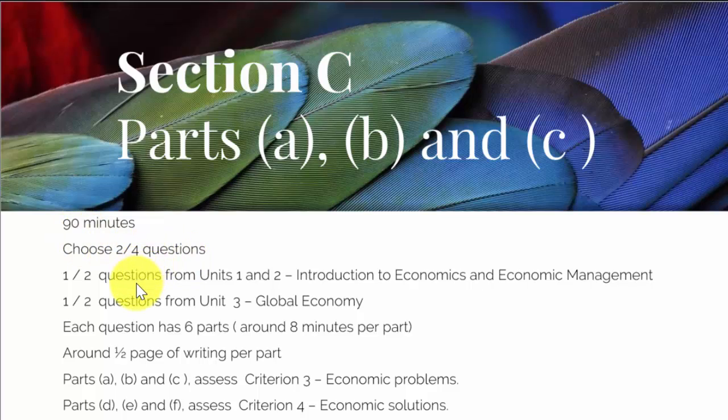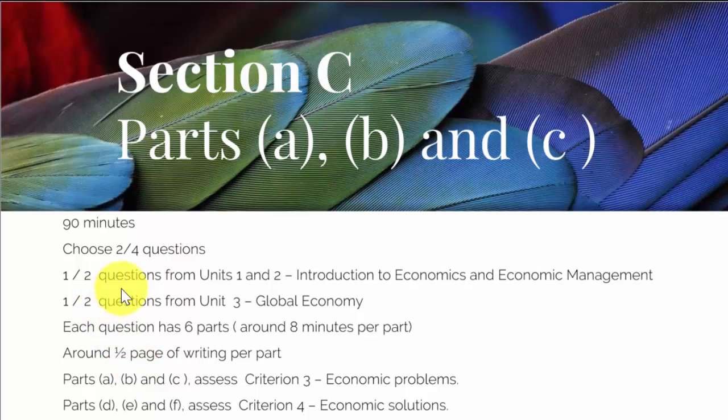Each question has been divided up into criterion 3 and criterion 4. So there's 3 questions for criterion 3. That's what this part up here is referring to. And later on I'm going to talk to you about criterion 4, the economic solutions, which looks at parts D, E and F. Each part should be roughly about 8 minutes, just under a half page of writing. I would expect that to get an A answer.